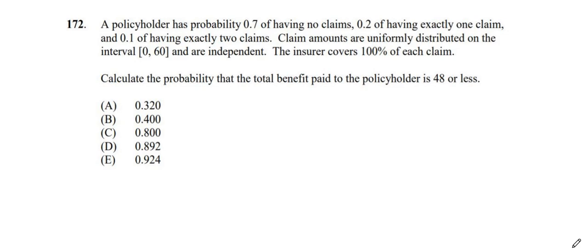So for this problem, we want to find the probability that the total benefit paid, the total pay, is 40A or less. So we want to find this probability: total pay is less than or equal to 40A. Okay.